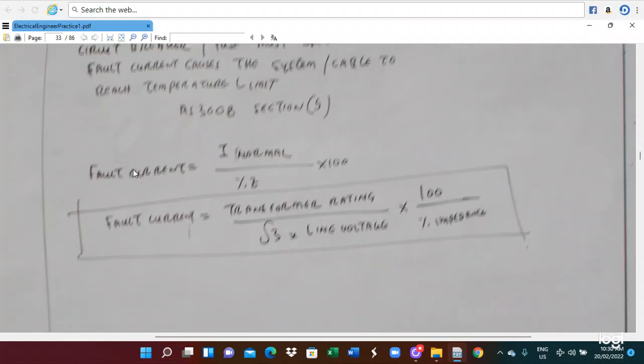And fault current impedance is also calculated by the equation. Fault current is the normal current divided by percentage impedance, multiplied by 100. In this case, our fault current is calculated from the normal current. How do we calculate it? Transformer rating kVA divided by √3 times line voltage, and then 100 divided by percentage impedance. This is the way we calculate the fault current.